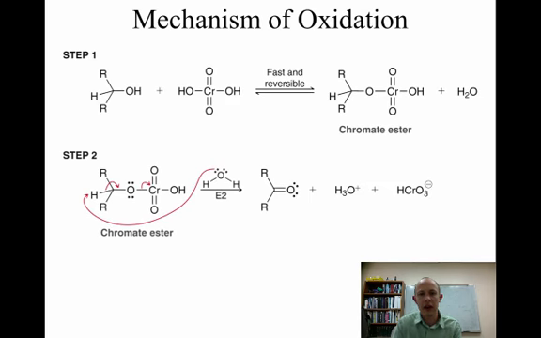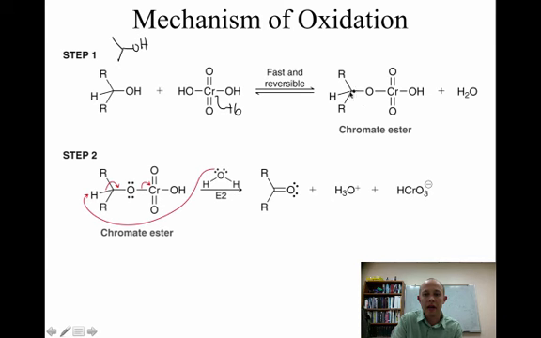So let's look at an example. Let's say that we take isopropanol and treat it with chromic acid. The first thing that's going to happen is a fast and reversible formation of a chromate ester. What I want you to pay attention to is chromium here is in the +6 oxidation state. So this is a very positively charged chromium.